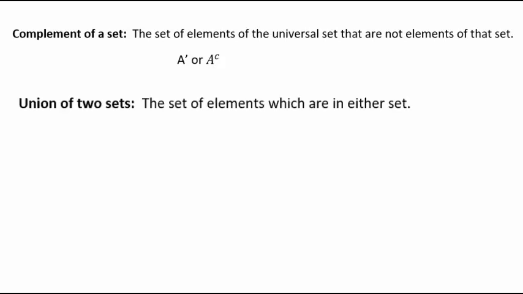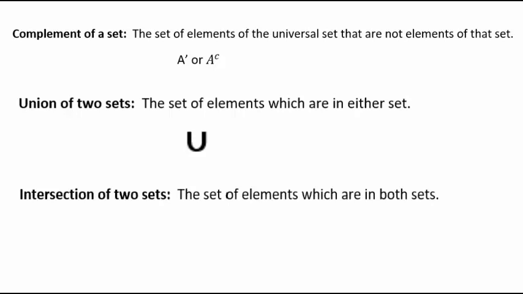And the union of two sets. The union of two sets is the set of elements which are in either set. The notation for the union is like a U. The intersection of two sets is the set of elements which are in both sets. And this is the notation for the intersection.